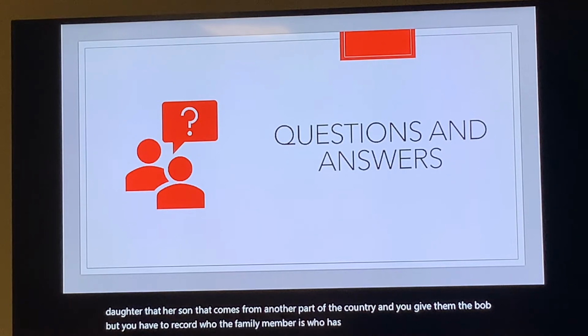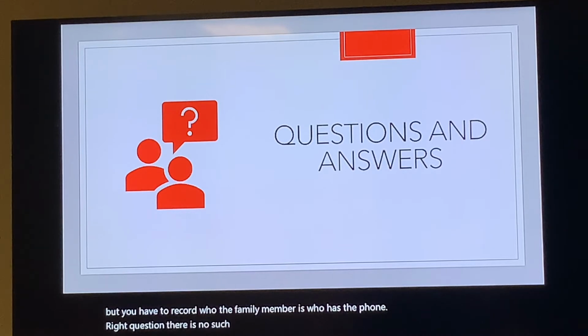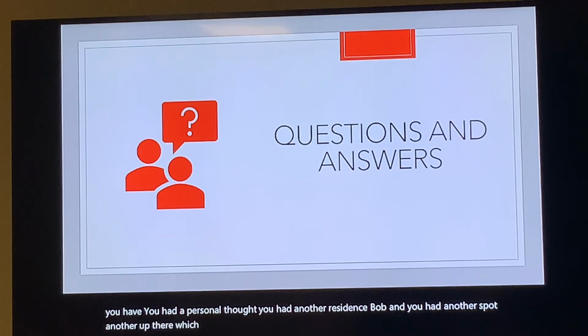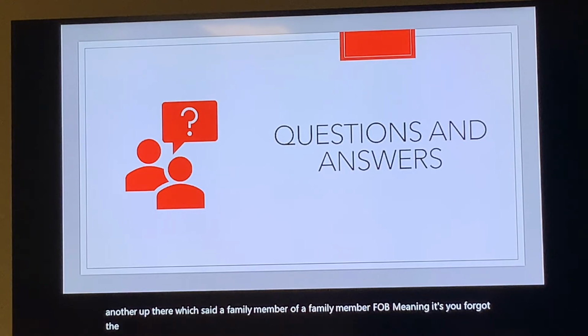No. Okay, great question. There is no such thing as a family fob. Remember we said there's a unique... You had a personal fob, you had another resident fob, and you had another which said a family member fob. Yes, it is a family member fob, meaning, you forgot the part where it's an individually unique ID code assigned to my daughter.